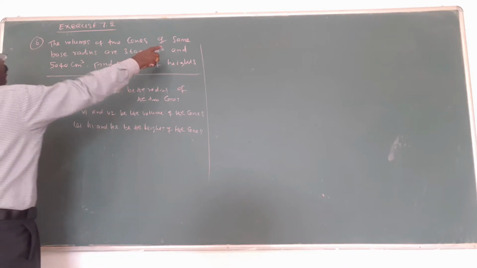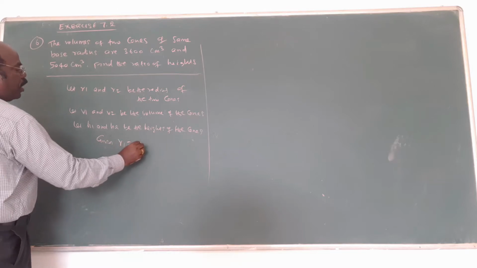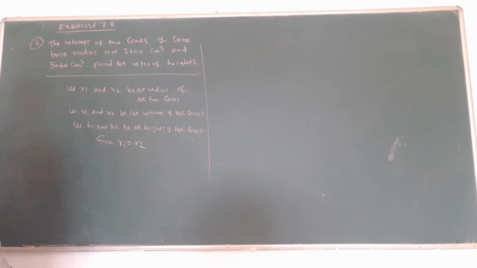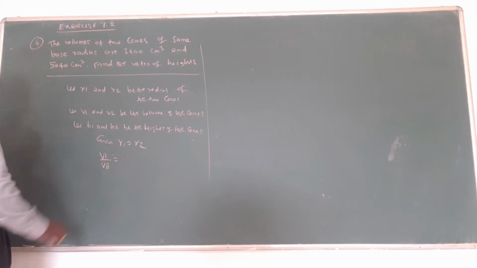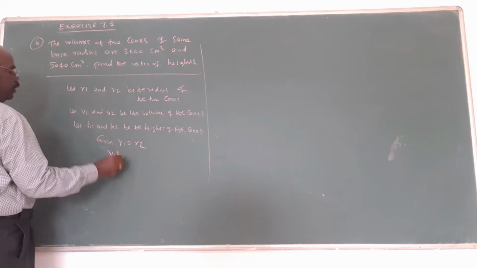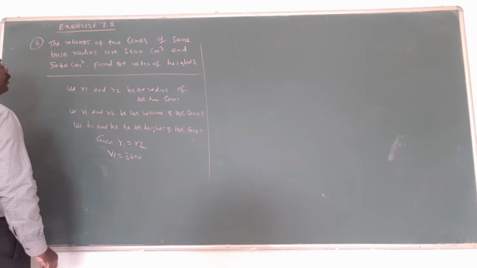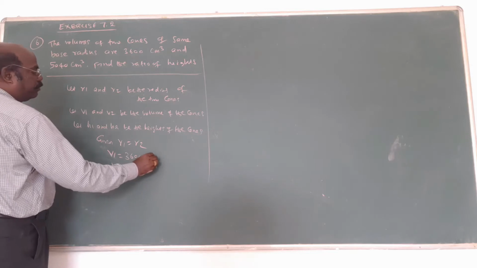Base radius is given, the same radius is given. That is, given data, R1 equal to R2. Am I right? The ratio of the heights is asked. Now I am writing V1 by V2 is equal to, what is the formula? Volume of the first cone, then volume of the second cone. The volume of the first one is what? V1 equals 3600, divided by 5040, this is also given.